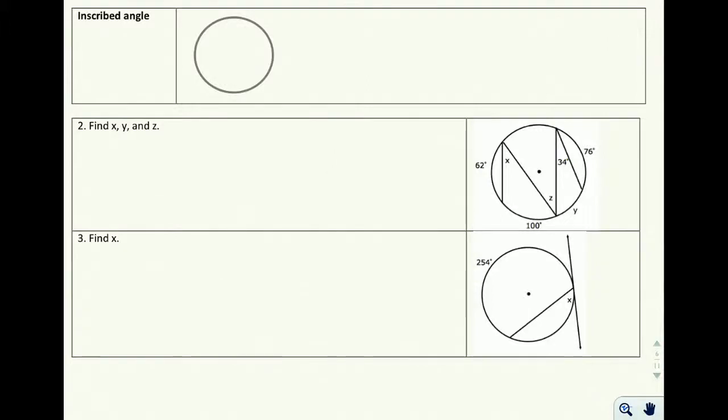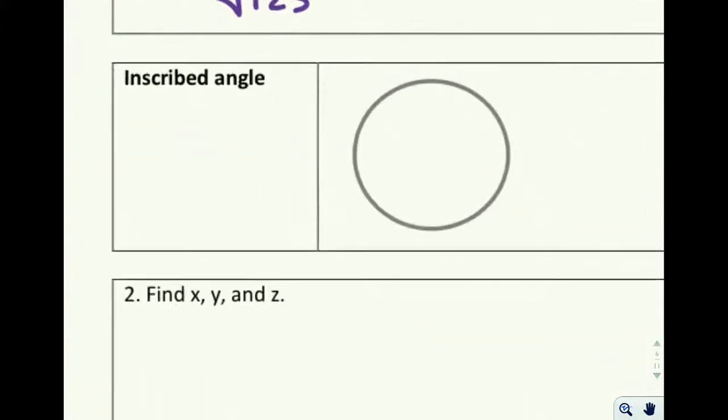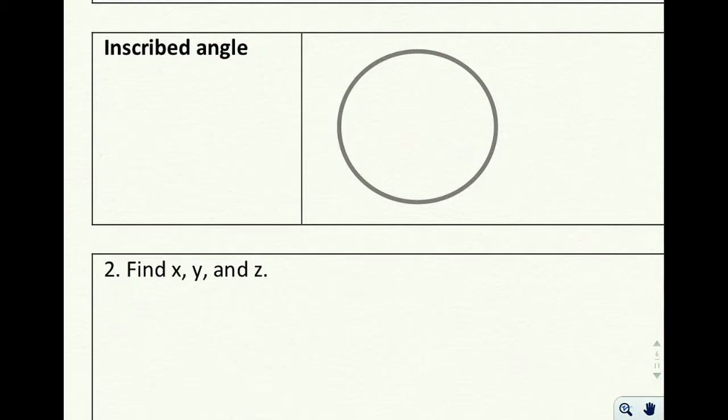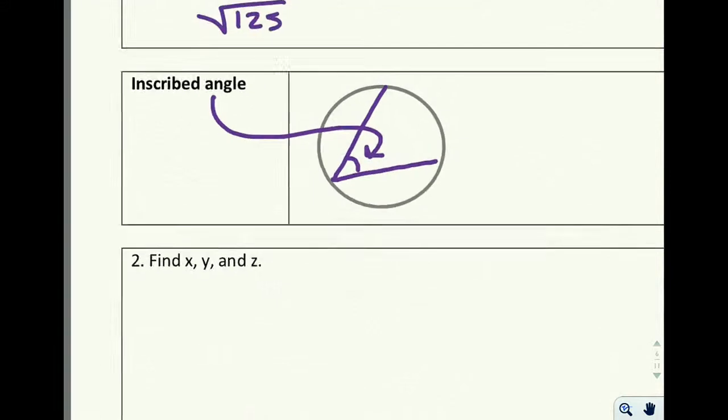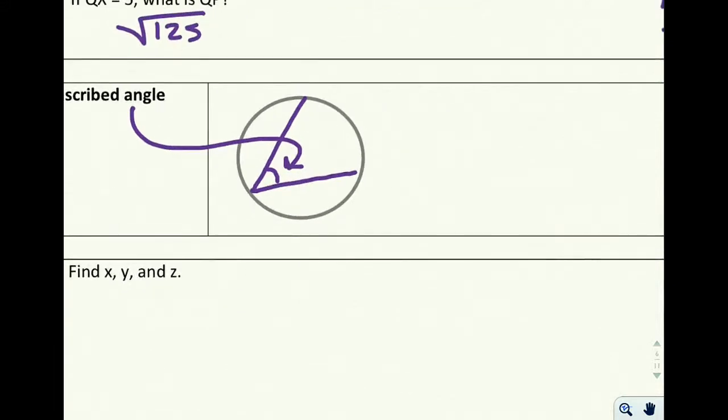We continue on, going back to some vocab, and we're going to look at an inscribed angle. An inscribed angle is an angle inside a circle that goes all the way to the outside edge of the circle. So this angle right here would be an inscribed angle. One interesting property of inscribed angles is that the measure of that angle is half of the arc length.